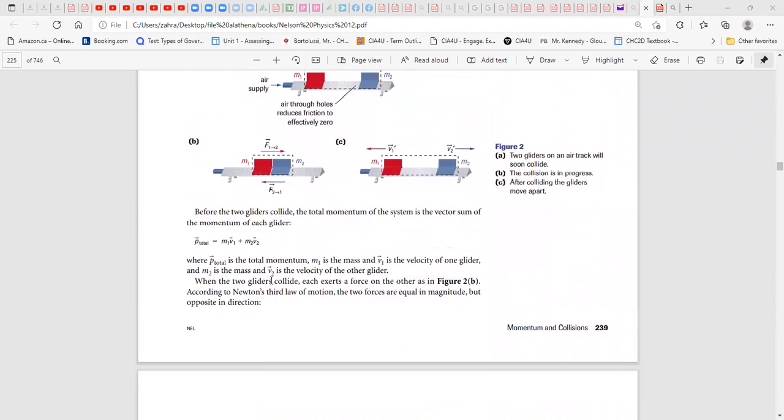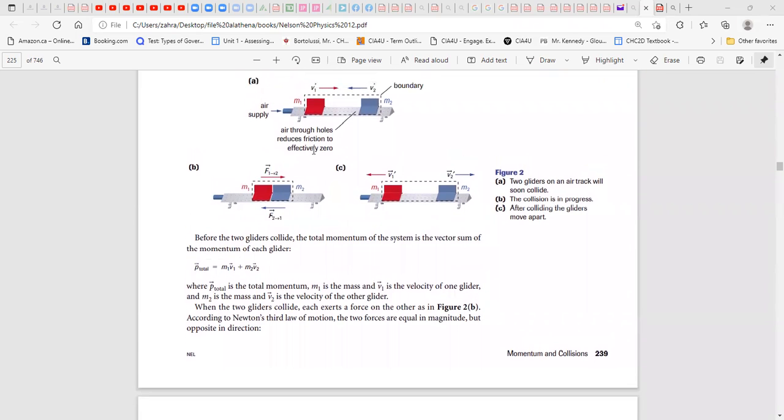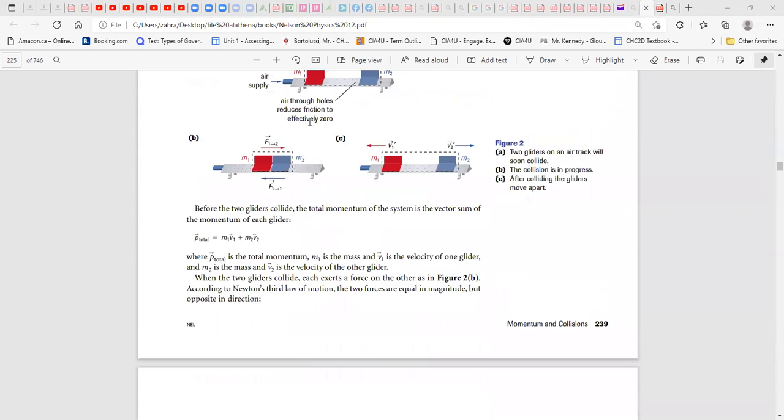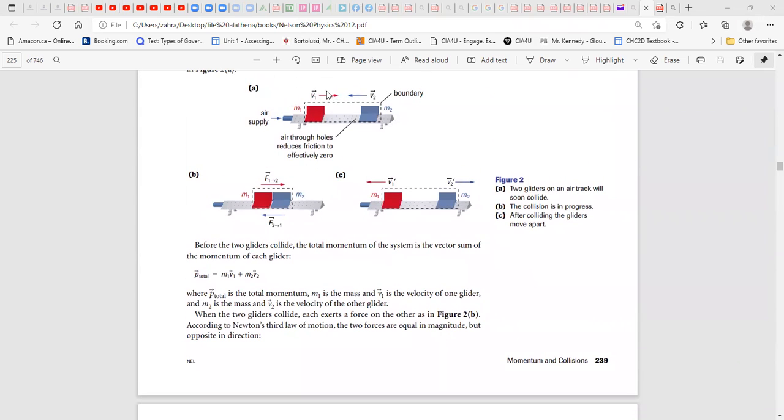When we say interaction, we mean collision. So when you have two objects, let's look at the total momentum before the collision. This object m1 is moving with some velocity, and this is m2 moving with some velocity. The total momentum is m1v1 plus m2v2. Make sure that velocity 1 here is positive and velocity 2 is negative.